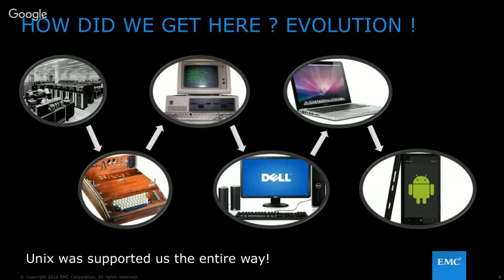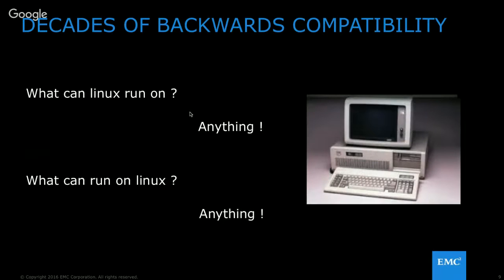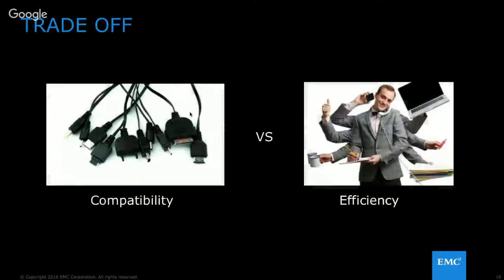When Unix was there, we supported all the functionality, all the way from mainframe to the end. What can Linux run on? Anything. What can run on Linux? Anything. I can theoretically take the latest distro right now and put it out of the box on the Pentium 1 that I had 10 years ago, and basically, out of the box, it supports it.